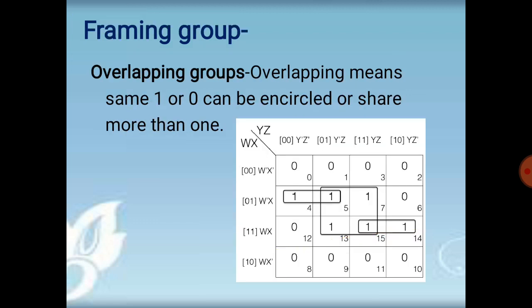Now overlapping group. Overlapping group means the same 1 or 0 can be encircled or shared more than once. Here two pairs are drawn by sharing the same one of a quad. Same one sharing by the two pairs.